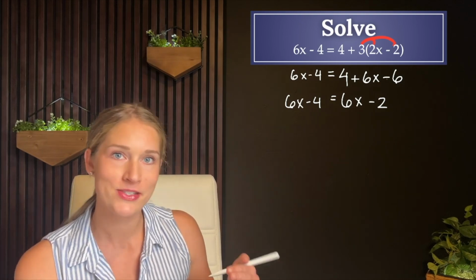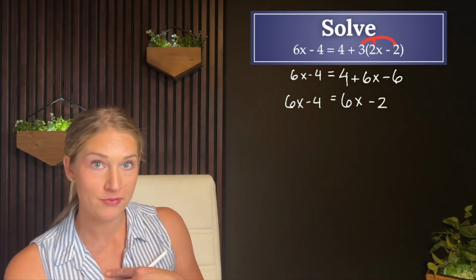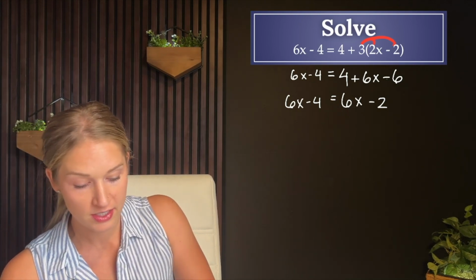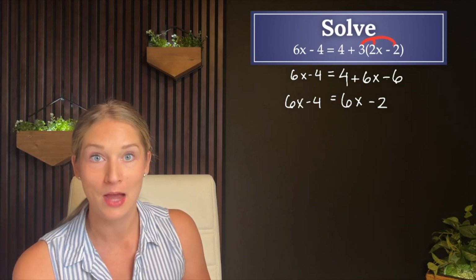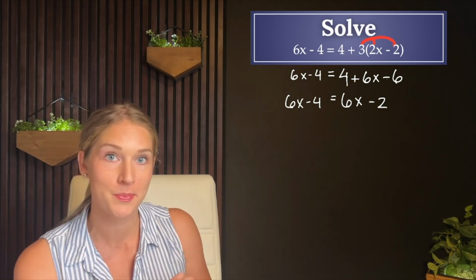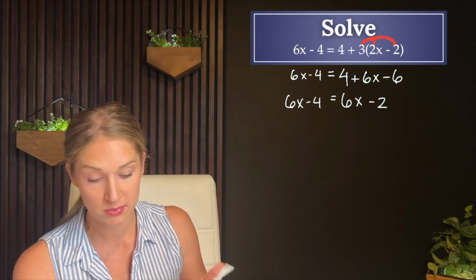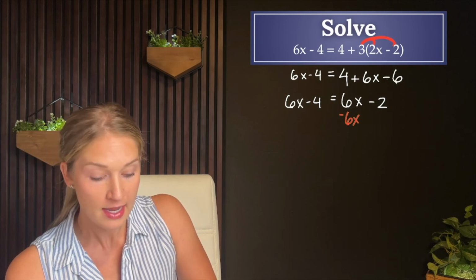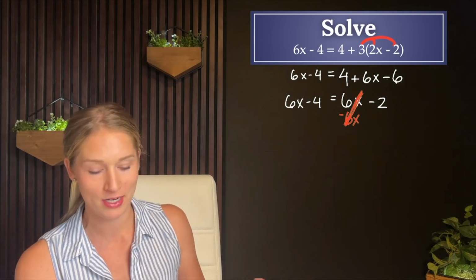So now I can start moving things across the equal sign. I prefer to have all my variables on the left, so I'm going to take the 6x that is here on the right and move it over to the left-hand side. I want to take the whole 6x term, so I'm going to either add or subtract it. Since it's positive, I'm going to subtract it. So I'm going to subtract 6x, and those will cancel. 6x minus 6x, there's no more x's on the right-hand side.